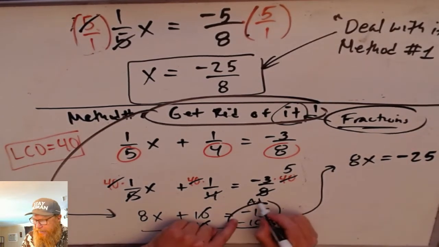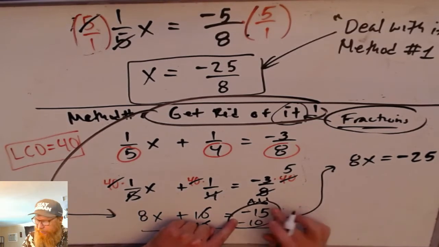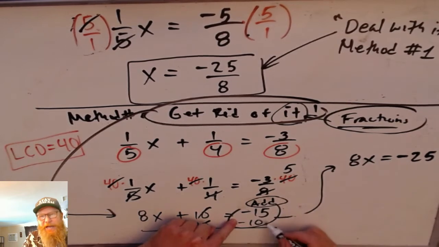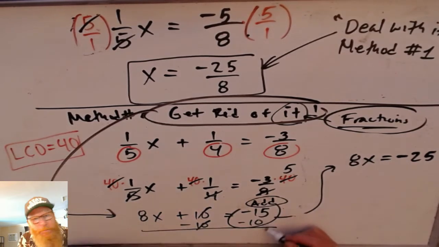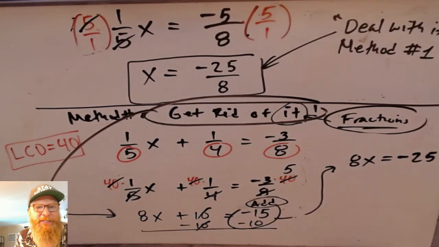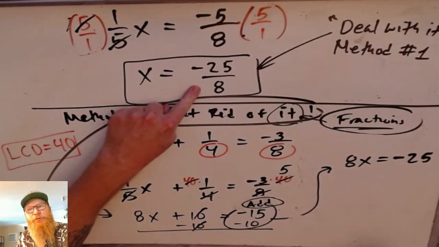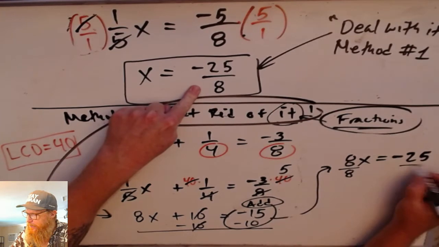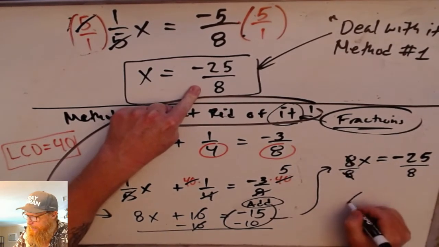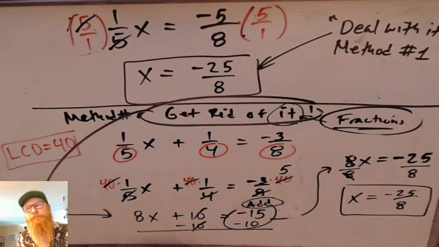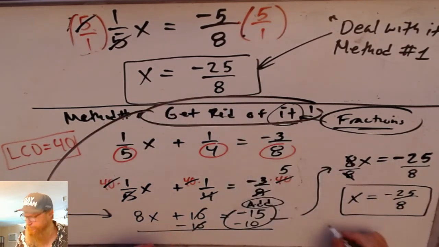Remember, you were adding these negative numbers, so that's -15 and -10. Even if I don't put a plus sign, that automatically means addition. Yeah? You're just adding negatives, which is kind of like subtracting. Yeah? And remember, we should get the same result. We're going to divide both sides by 8, and we get the same result. Tomato, tomato.